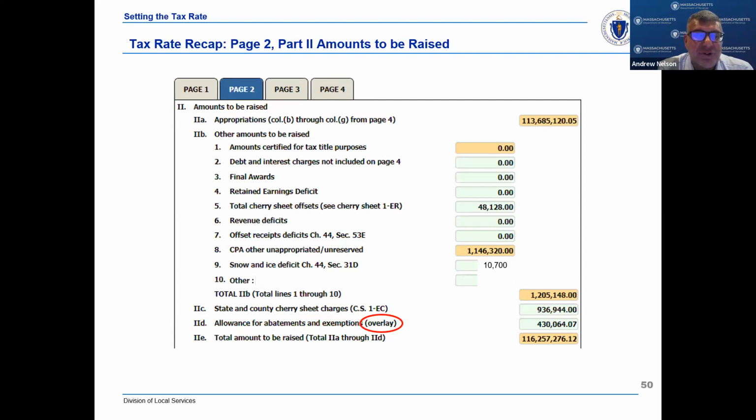Next thing is debt and interest charges not included on page 4. If you had some debt and interest that was not appropriated at your city council meeting or at your town meeting, you still need to provide for that. You have to pay for your debt and interest. It may have been something that was an omission.